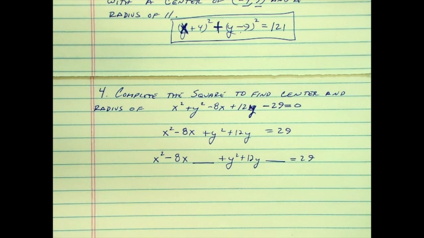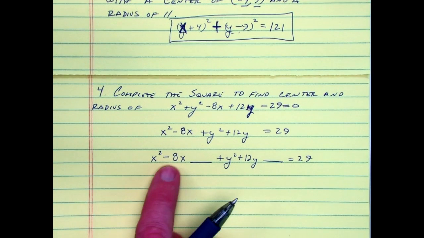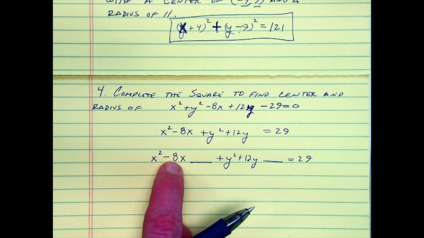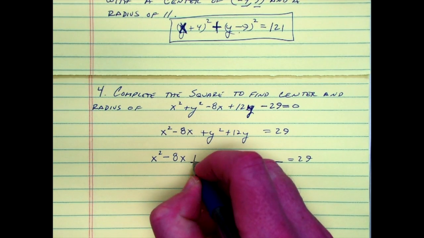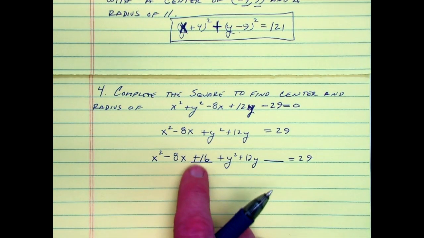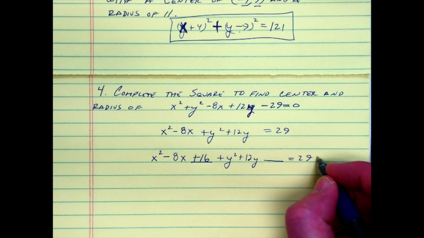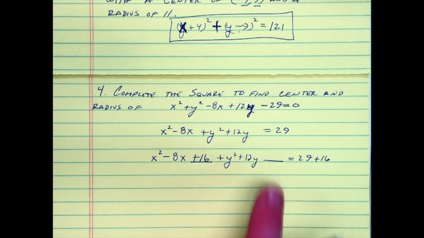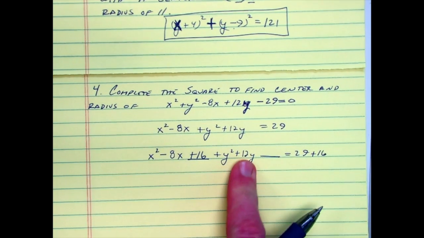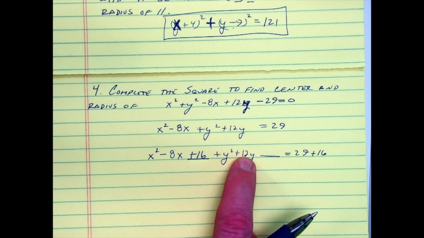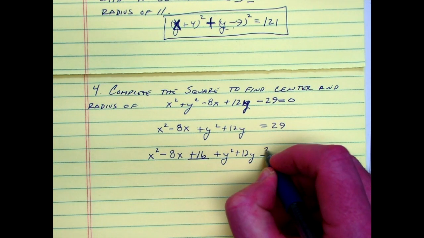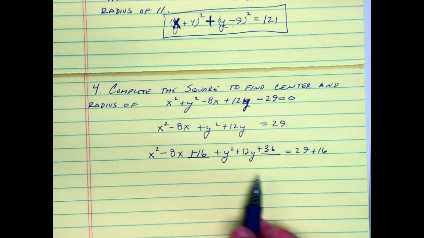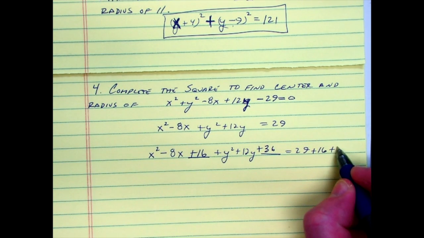Okay, so I've got to complete the square in each of these. I'm going to take half of negative 8, which is negative 4, and square it, which is 16. If I add 16 to the left, I've got to balance it by adding 16 to the right. Okay, I'm going to complete the square on this one: half of 12 is 6, and 6 squared is 36. I added 36 to the left, so I've got to add 36 to the right.